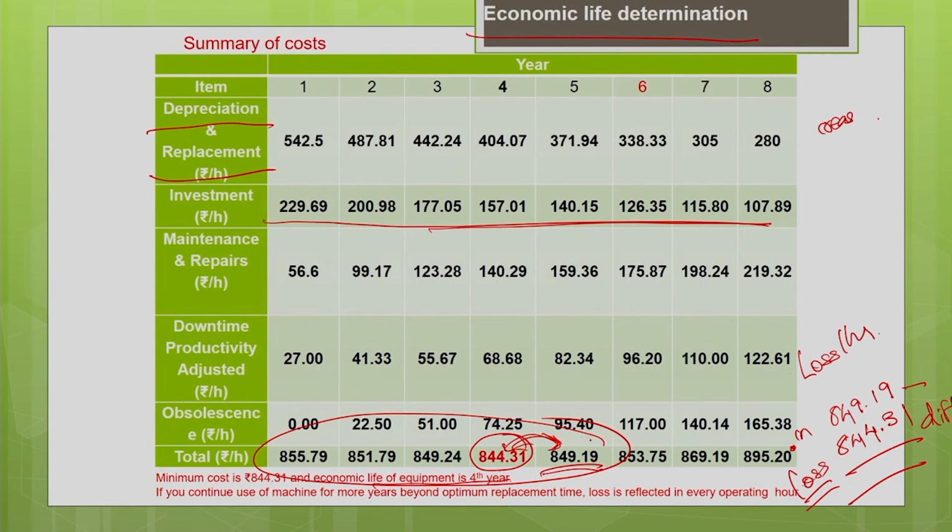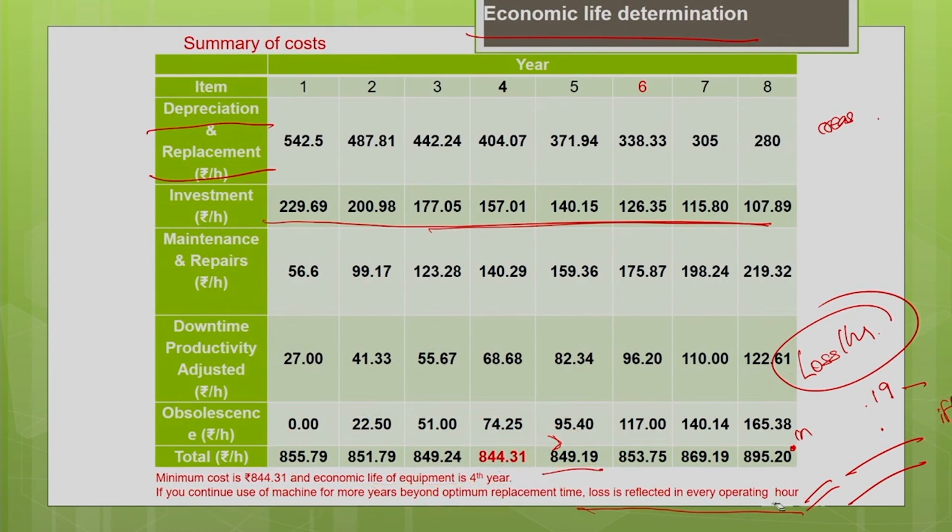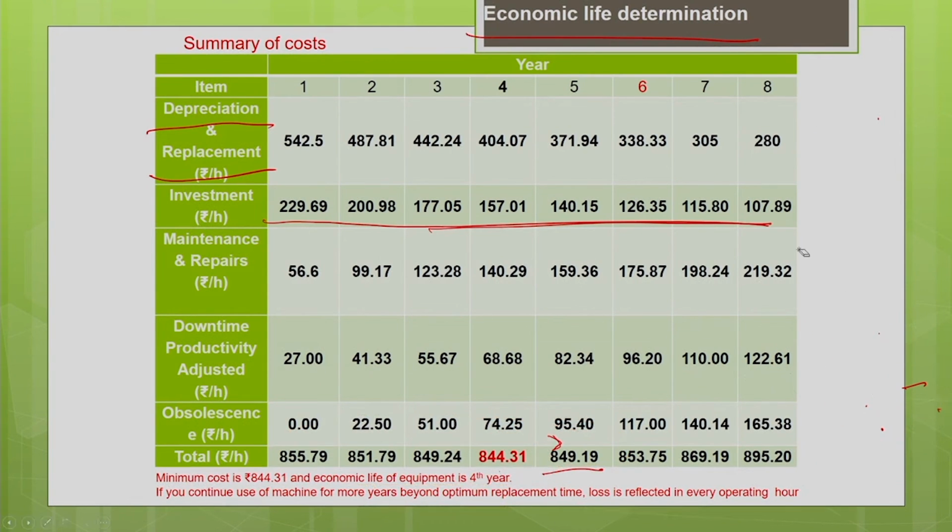So, this loss is not reflected in just the past 1 year. The loss per hour is going to be reflected in the entire 5 years of the machine. If you retain the machine for 5 years, even beyond the optimum replacement time of the fourth year, the loss is reflected in every operating hour until you hold the machine. Okay, so you have to note that. This is how we estimate the economic life of the machine.